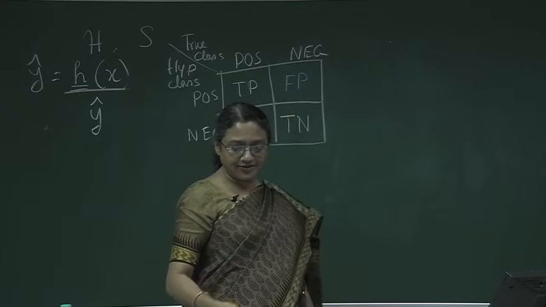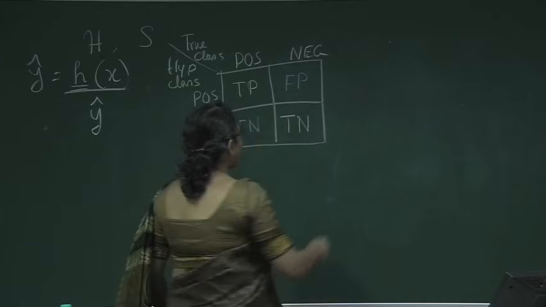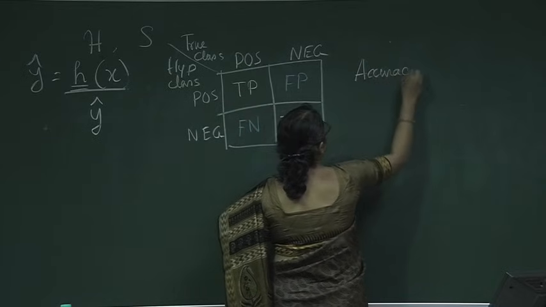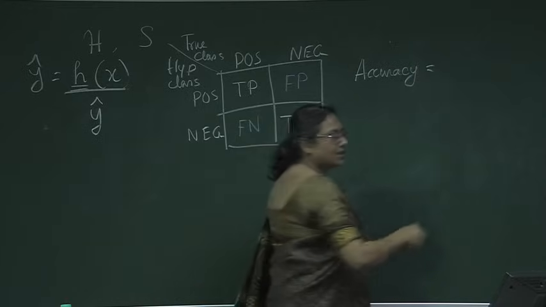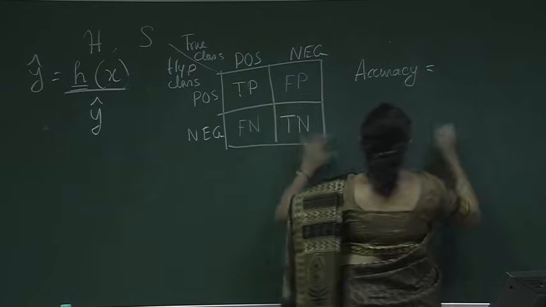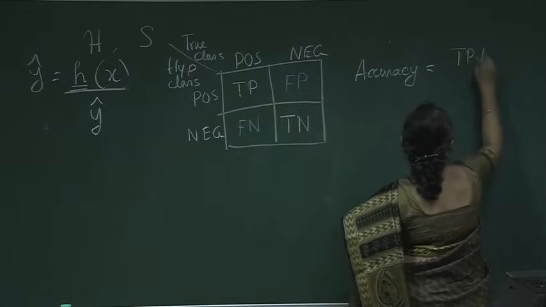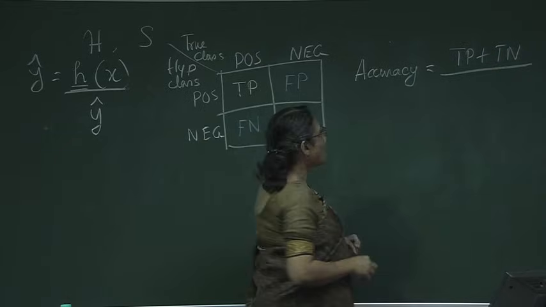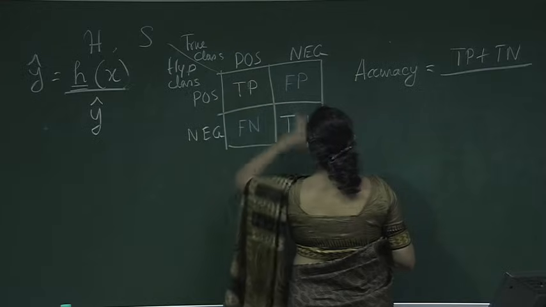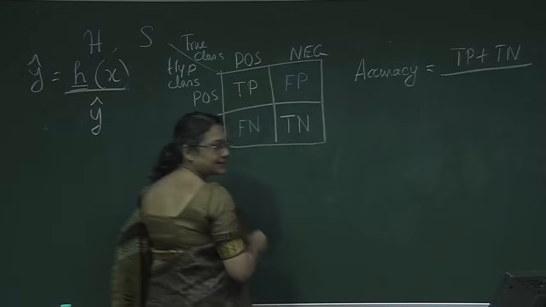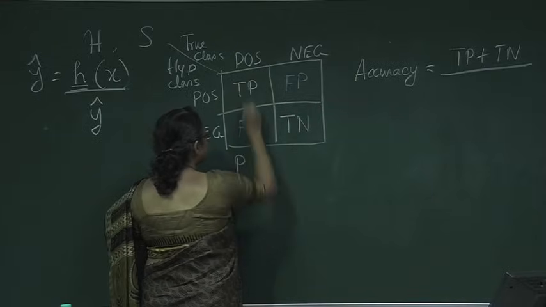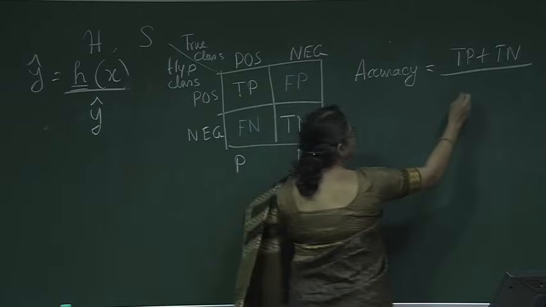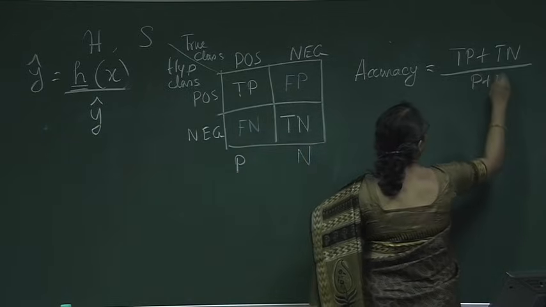Now, given these entries in the confusion matrix, accuracy can be defined to be, so Tp and Tn are the correct results. So, accuracy is Tp plus Tn divided by all the examples. So, let us say that the sum of this column is P, the sum of this column is N. So, we can say this is Tp plus Tn by P plus N.